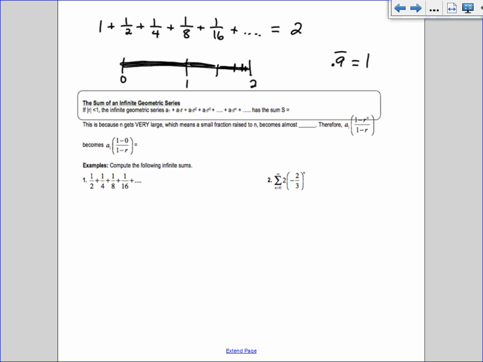Here's an easy proof. Do you guys agree that 0.3 repeating plus 0.3 repeating plus 0.3 repeating is 0.9 repeating? Yeah, it's 0.9 repeating, right? 3, 3, 3, 3, and so on. When I add those together, all of the 3s line up, right? I could do.